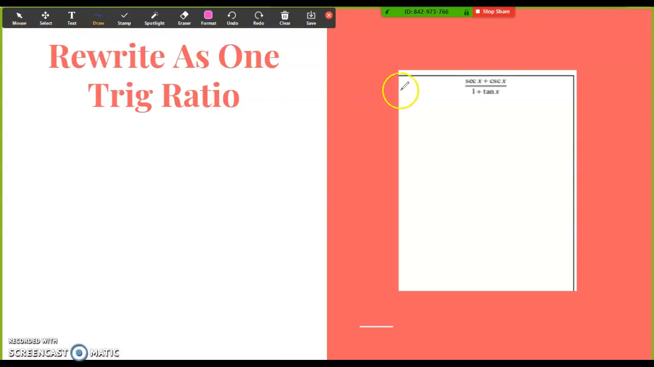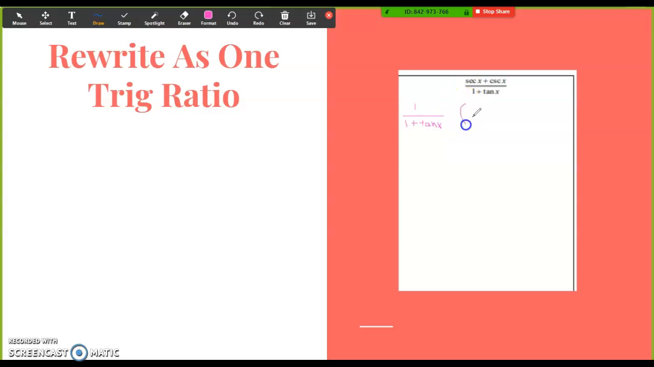Okay, let's move forward and let's practice this next problem. Let's separate it and rewrite it as one trig ratio. So my first step is I want to separate this by pulling out the denominator 1 plus tangent of x. So I'll have a 1 over 1 plus tangent of x.